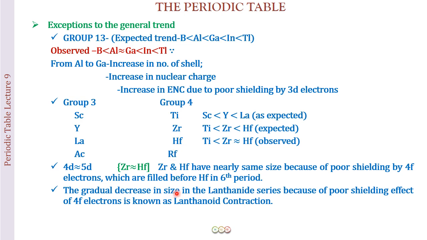and a similar trend we see in the whole of the lanthanide series. There is a gradual decrease in the lanthanide series because of the poor shielding effect of the 4f electrons, and this is termed lanthanoid contraction. Okay, so down the group also and throughout the lanthanoid series, there is a gradual decrease in size, and this is called lanthanoid contraction.